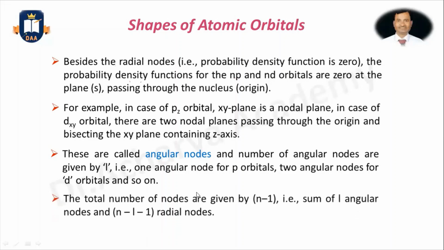So the total number of nodes is given by n minus 1, where n is always the principal quantum number. What does it mean? It means the sum of L angular nodes and n minus L minus 1 radial nodes. So if you sum L plus n minus L minus 1, then ultimately it comes to n minus 1.